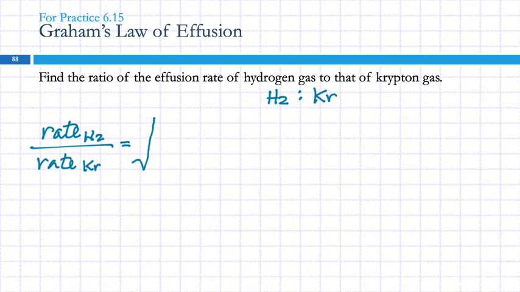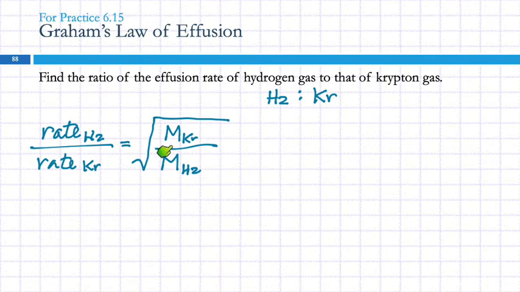So Graham's law of effusion tells us that this is related to the ratio of their molar masses, but it's opposite. The smaller particle effuses faster, and the larger particle effuses slower. So the krypton is on the bottom here, it's on the top over there. And hydrogen is on the top over here, and it's on the bottom over here.